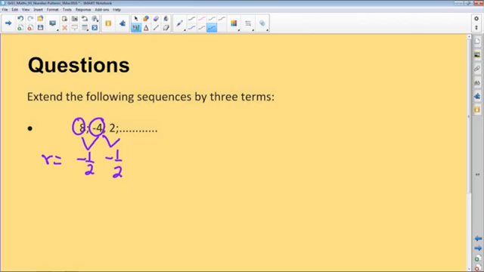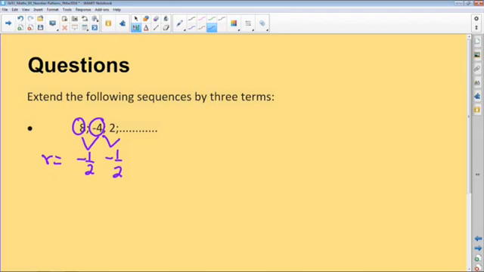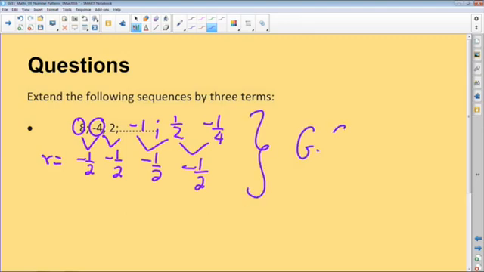So for the next number, it's going to be multiplied by that negative half. So 2 times negative half, you get a minus 1. Still times that by negative half. You get negative half times a negative 1, you get a half. Next one is going to be multiplied by a negative half, you get a negative quarter. So you see that is your geometric sequence with a common ratio of negative half.